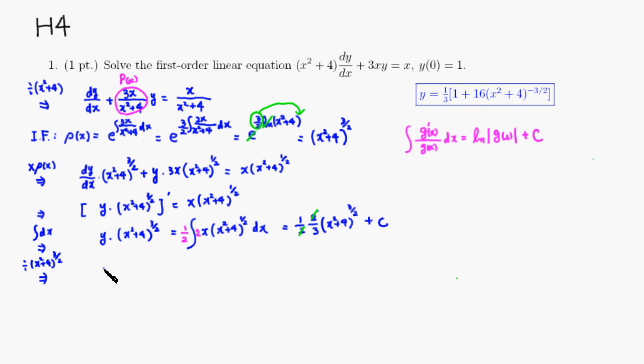Then you can see that y is going to be equal to 1/3 plus c over x squared plus 4 raised to the 3/2 power. Then you can use the initial value condition to find the c value. I'll let you finish there. Use the initial condition y of 0 equals 1, then find c, and you find that the solution is given here. Alright, that's it. I hope that this will get you going.